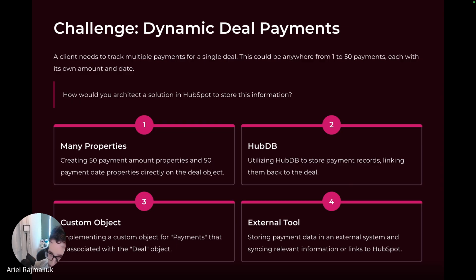Again, last one, and then I give you the answer. You have a client that needs to track multiple payments for a single deal. It could be 1 to 50, and technically it could be even more. Do you create like 50 properties for the payments? And do you create like 50 properties for the dates? Or do you use HubDB, use a custom object, use an external tool? What do you do? Remember, you can also write in the chat.